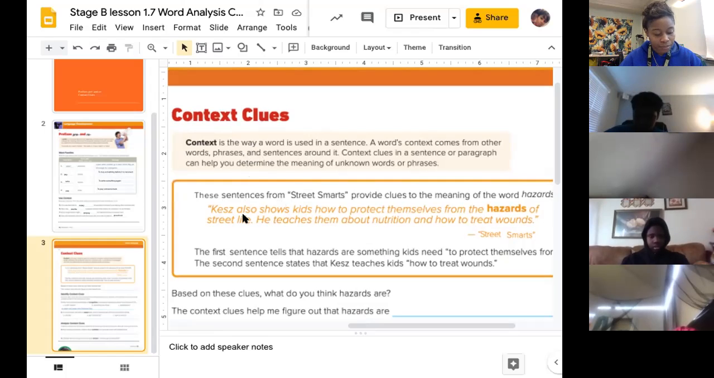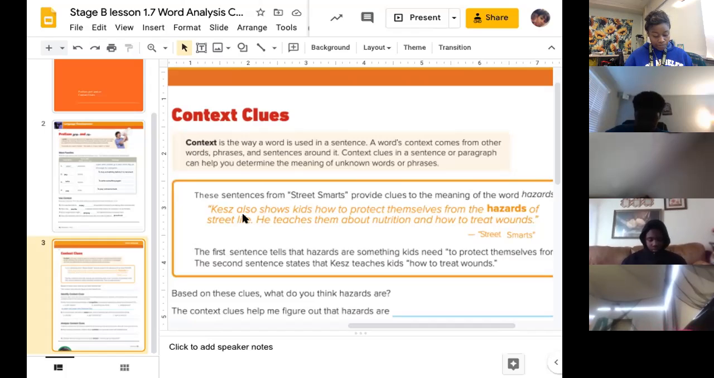Parents also shows kids how to protect themselves from hazards of street life. Kez teaches them about nutrition and how to treat wounds. Okay, good. So the first sentence tells that hazards are something kids need to protect themselves from. The second sentence states that Kez teaches kids how to treat wounds, okay?